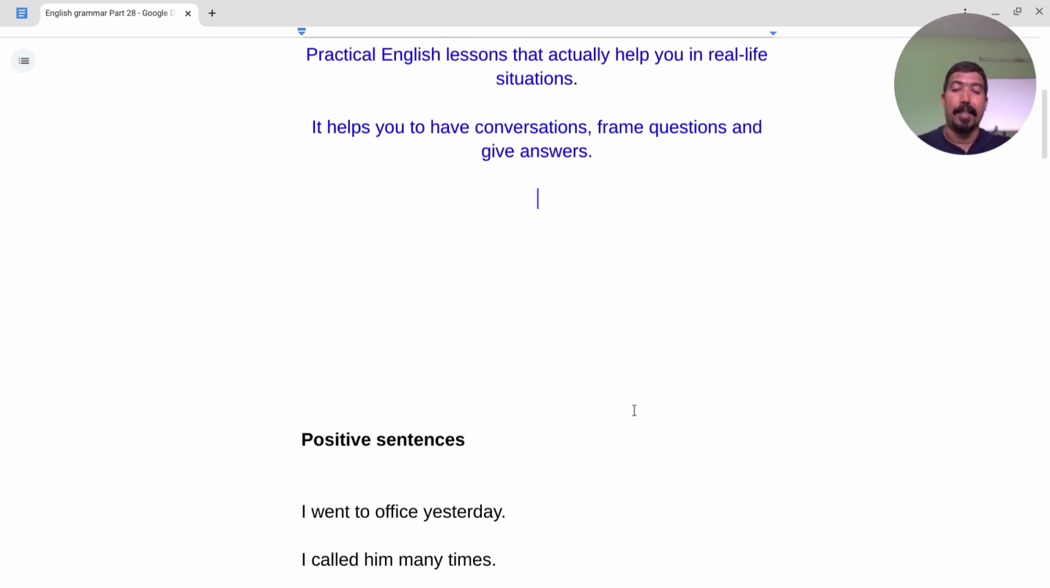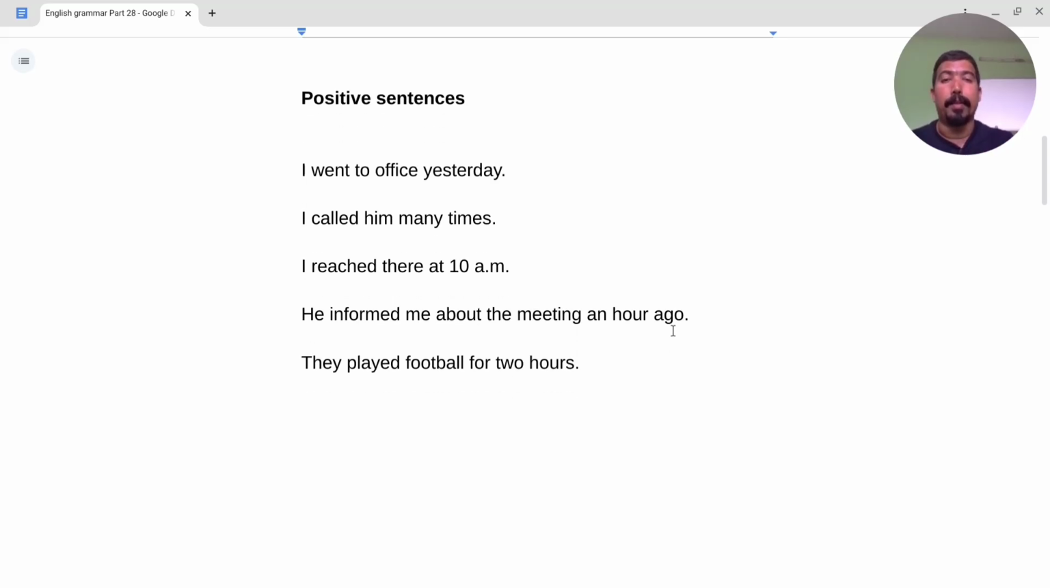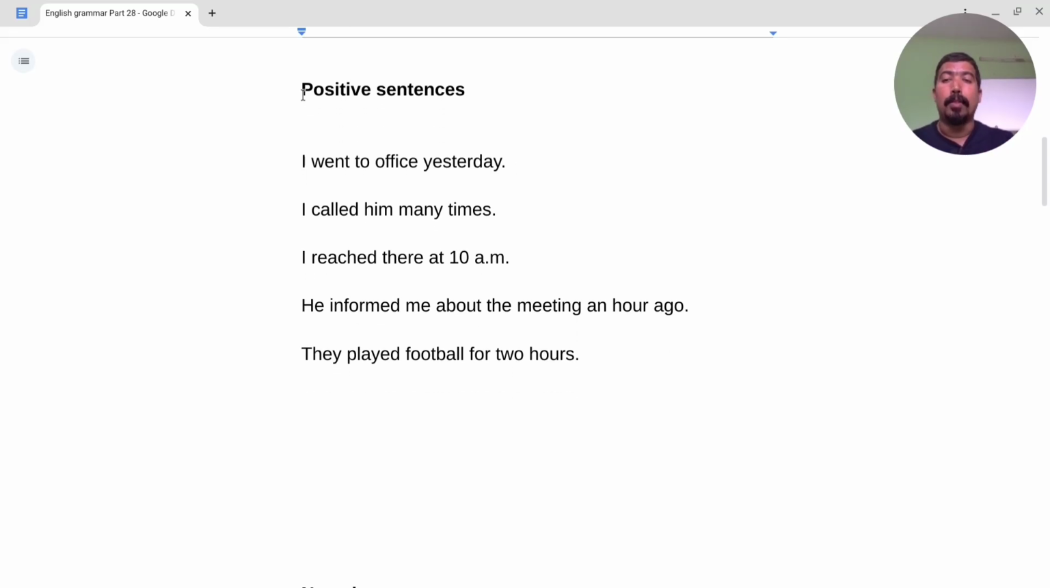So let's get started. Please be an active learner, practice with me. When we are practicing something, please practice along with me, and if you are free, you can practice it loudly, or you can practice it in your mind if you are not free. And if you don't have time to take notes, kindly take screenshots of these classes and you can write it down later. So we will learn with the positive sentences.